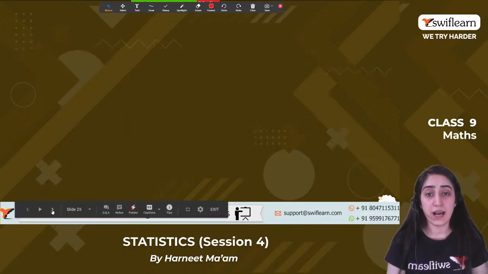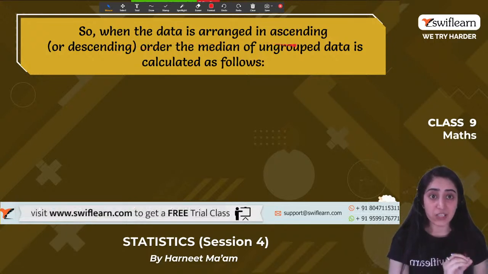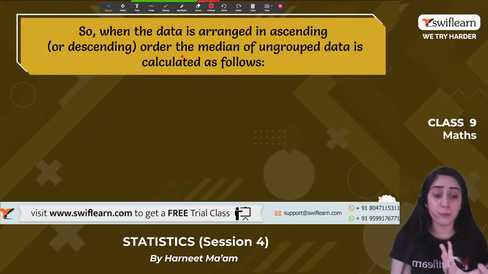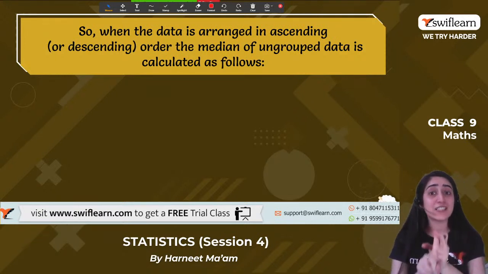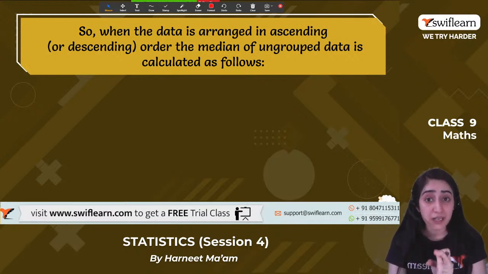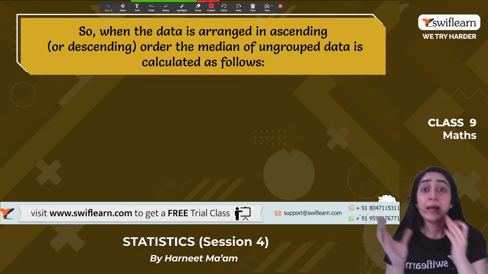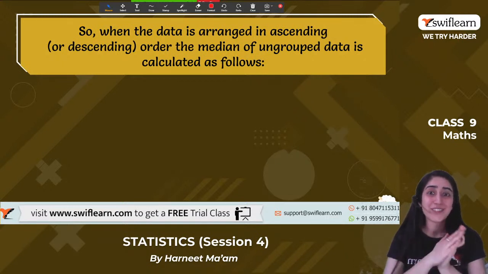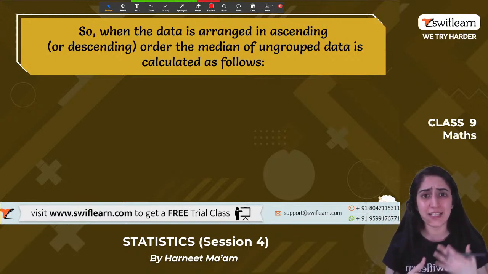So let's see how. When the data is arranged in ascending or descending order, it's up to you. Ungrouping होती है, then the first thing, yes, very good Ankit, is to find out the middle one, but before that we have to arrange the data. Mean के अंदर हमें arrange करने की जरूरत पड़ती है. Now it's a question: do we really need to arrange that in mean?